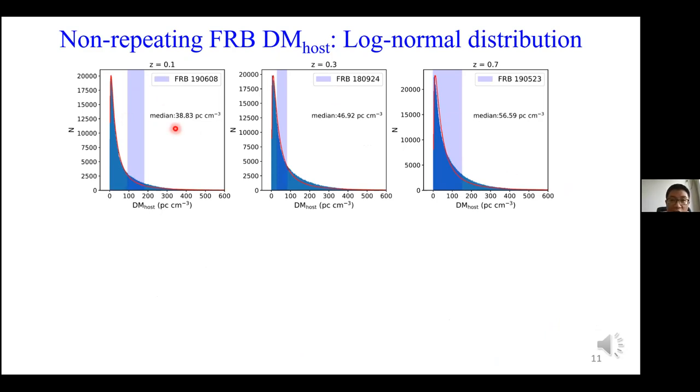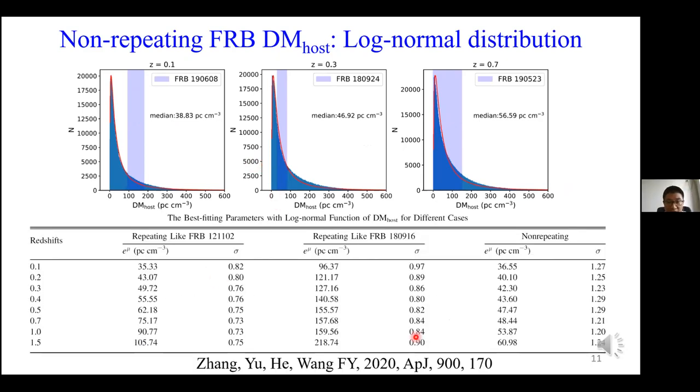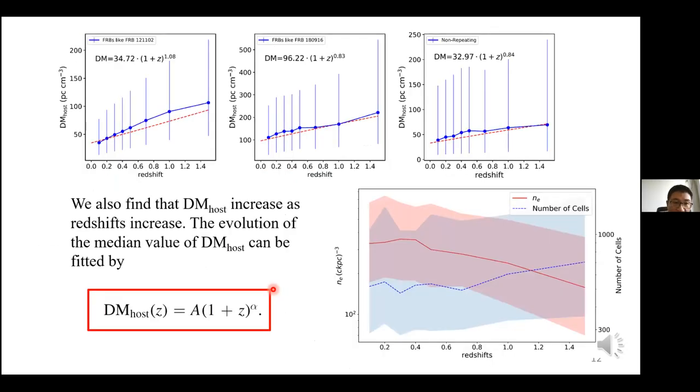In these three panels, we show the DM-host distribution for non-repeating FRBs. They can also be well fitted using lognormal distributions. The best-fitting values are shown in this table. We also found that the DM-host increases as the redshift increases. The evolution of the median value of DM-host can be fitted using this equation, which is proportional to 1+z. The reason is that we can see from this figure that the comoving free electron density is almost independent of redshift. The observed DM-host is based on the physical density, not the comoving. We convert the comoving density to the physical density, so the DM-host will increase with redshift.